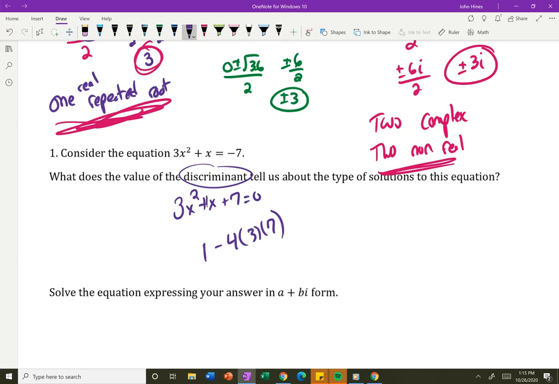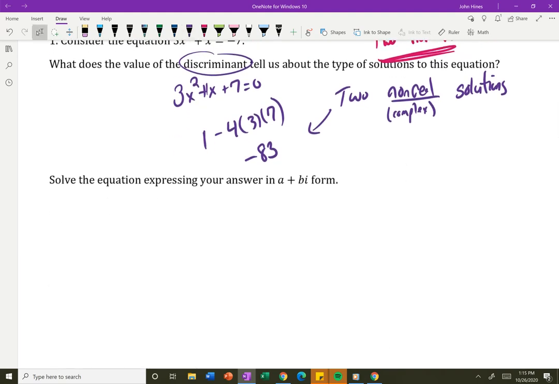And now I just need to type this into my calculator over here, and I get negative 83. So since the discriminant is negative, I have 2 non-real solutions. I have 2 non-real, which means they're complex numbers with i's. 2 non-real solutions is what this tells me. So let's find them.